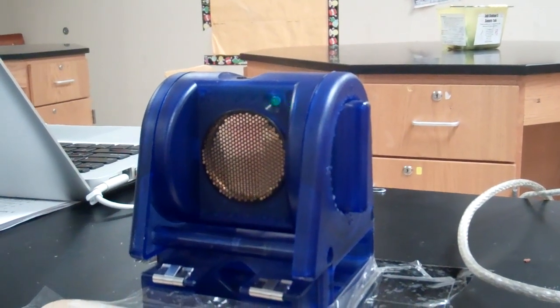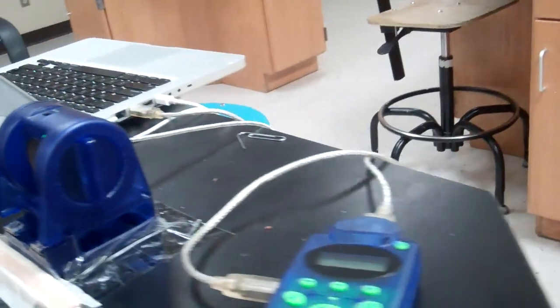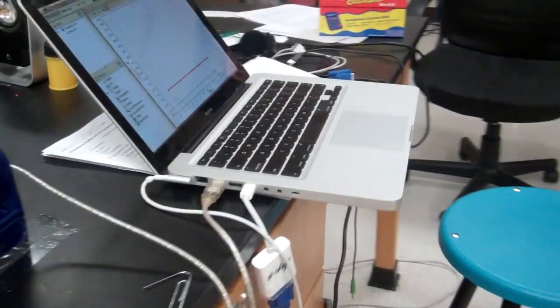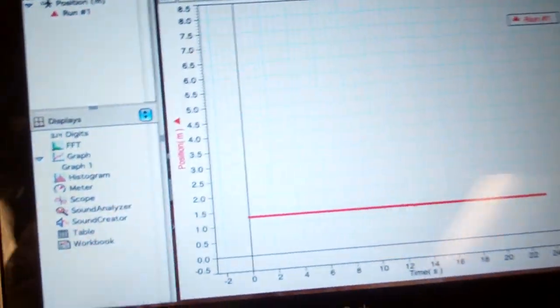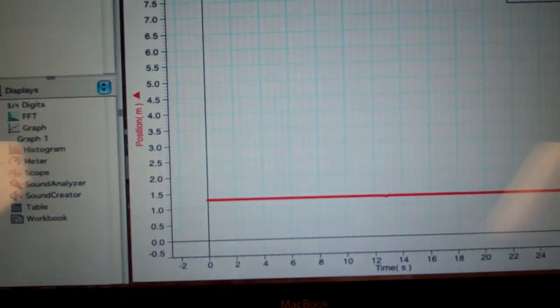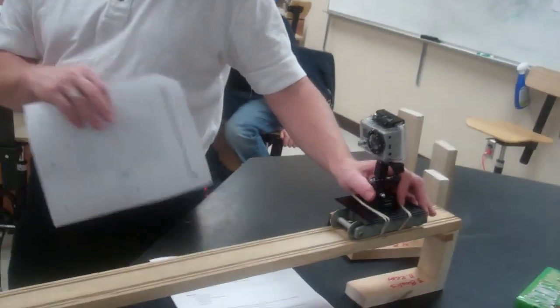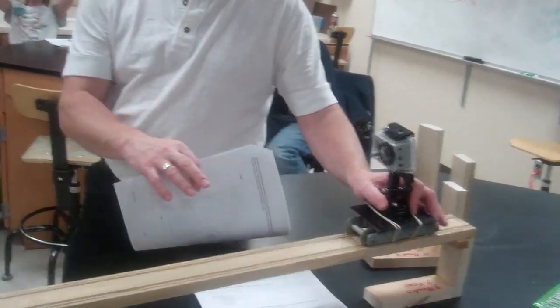A motion detector essentially sends out a sound wave that deflects back to it, and then that signal goes to the computer and gives us a graph that indicates the motion of the object that's coming at it or away from it. Every time I'm gonna have my starting wheels behind this turbine, so when would I stop my time?